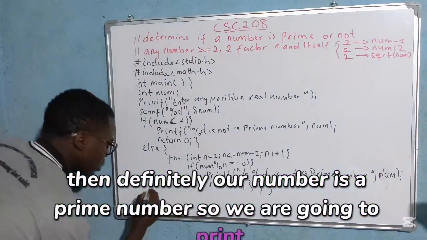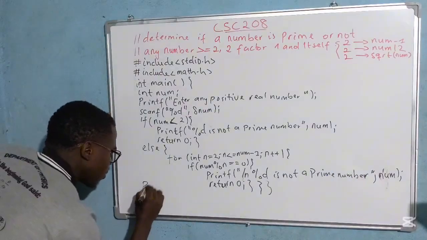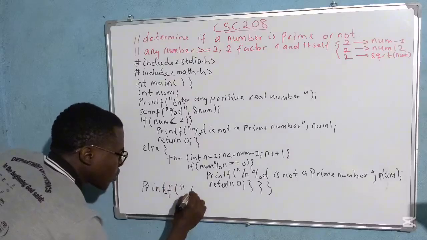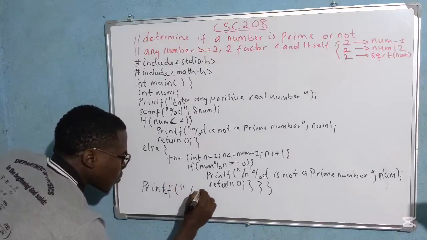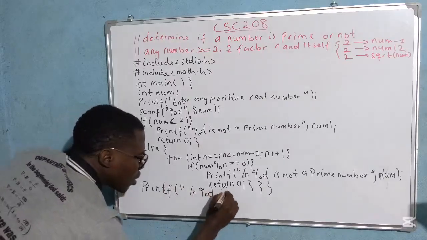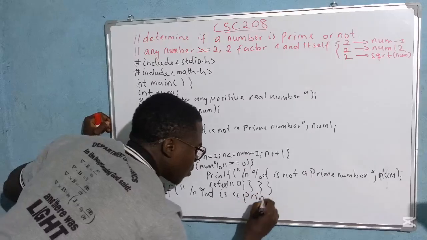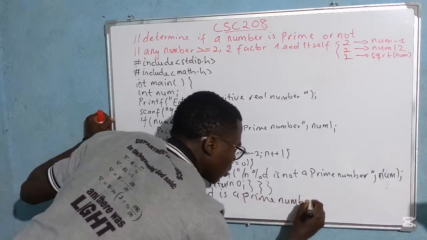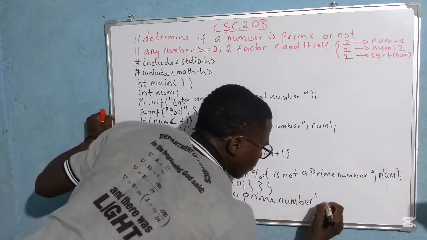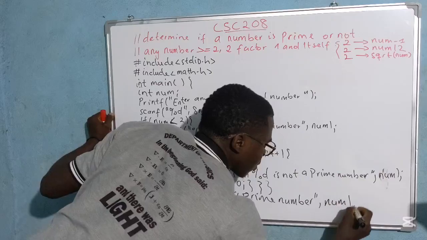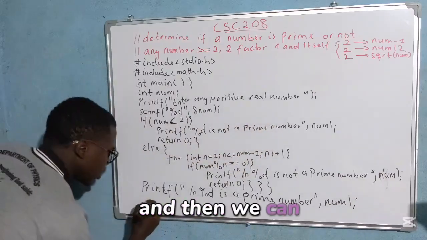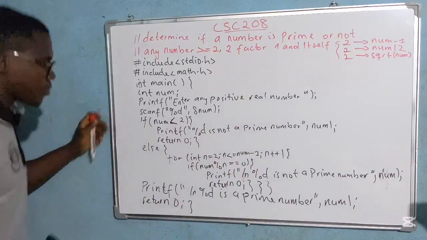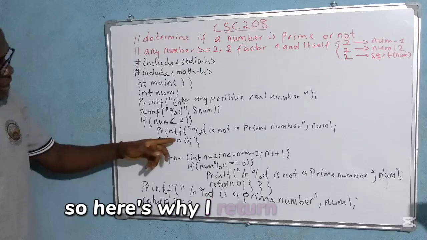So we are going to print "is a prime number." And then we can return 0.